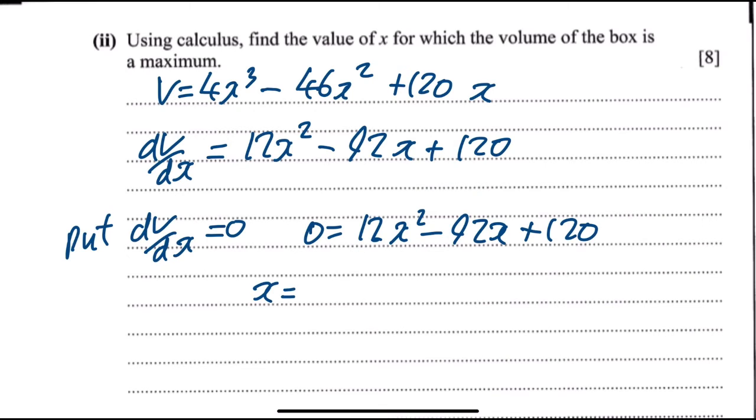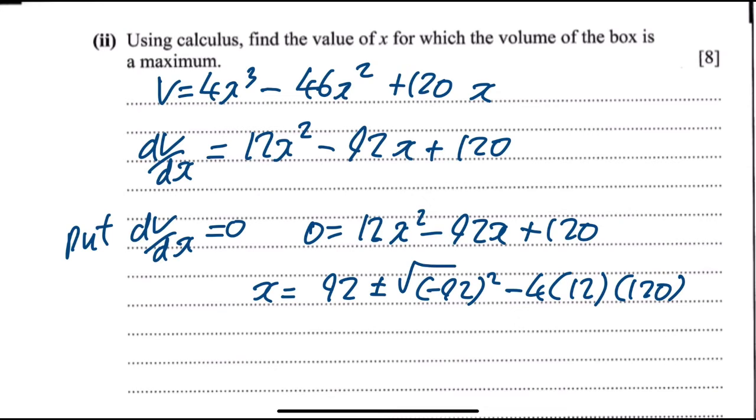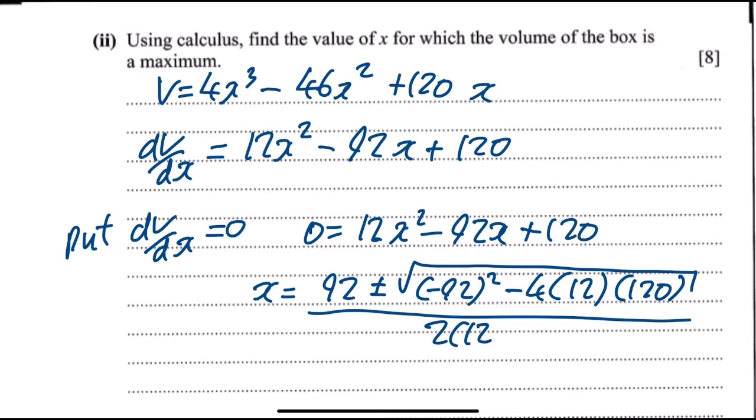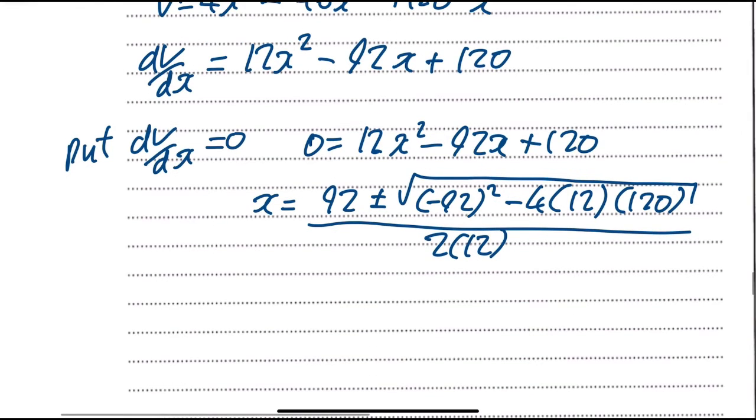So x is equal to minus b, so positive 92, plus or minus the square root of b squared minus 4 times a times c, which is 120, all divided by 2a, so that's 2 times the 12. And when I did that out, I got x is equal to 5 over 3, which is the same as 1 2/3, or x is equal to 6.